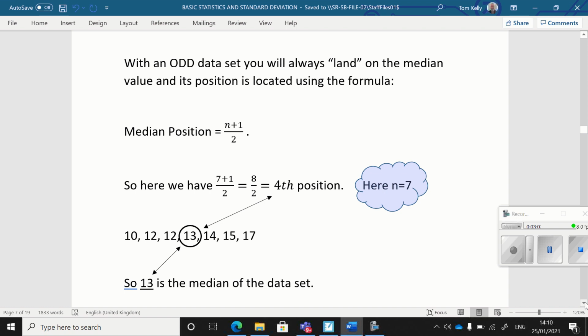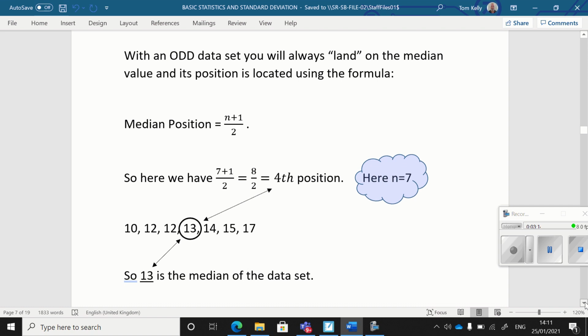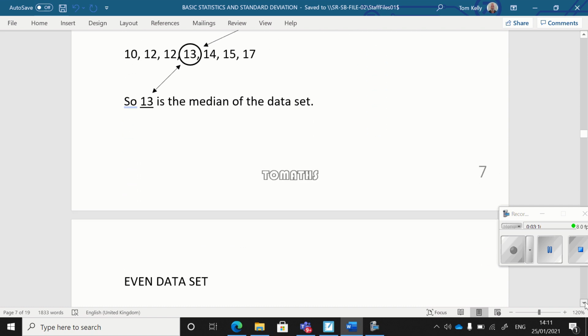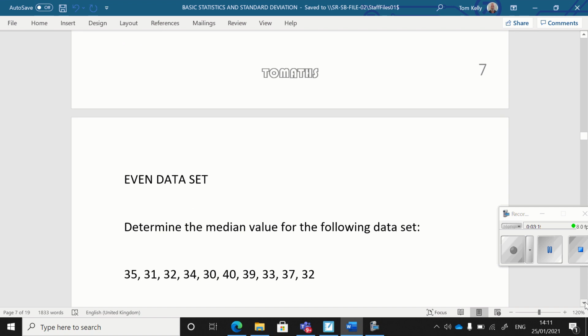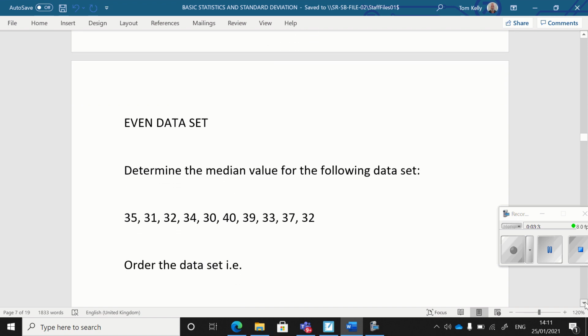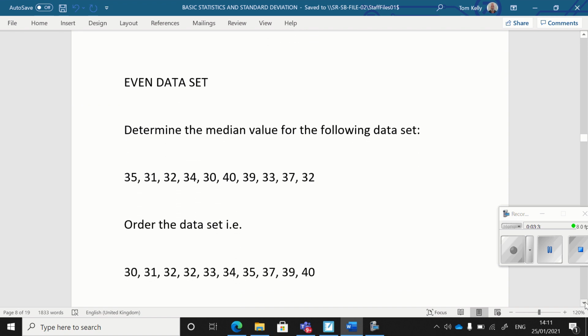So if in doubt, just go back to that set of notes and go through it and remind yourself. Right, so that was odd. We'll land on the number exactly. Let's go through an even data set. Is it in order? No, it's not. So let's order it. We're just going to go from the smallest, whatever that is, so 30, up to whatever the biggest is. Oh, it's 40. They're sitting together there. Right, so we've got them in order.